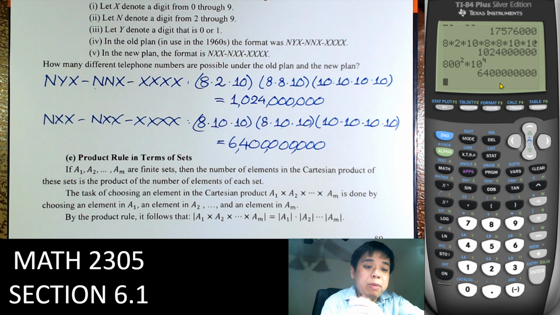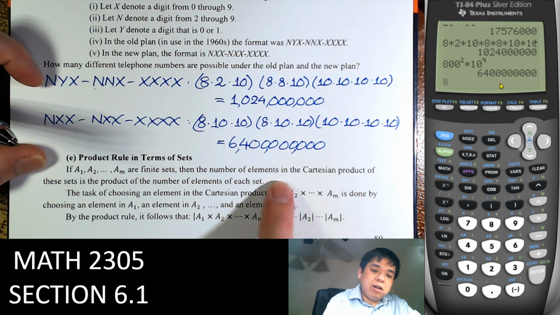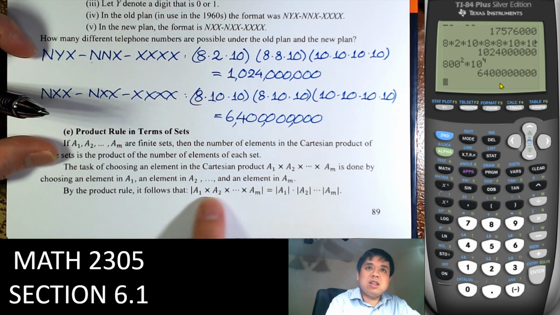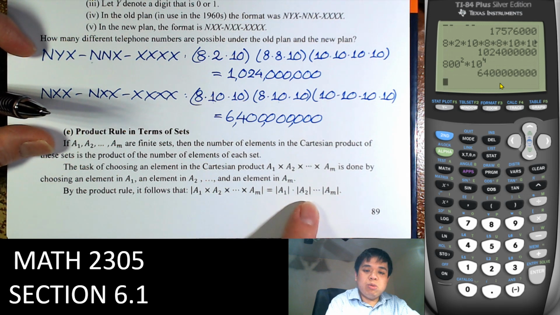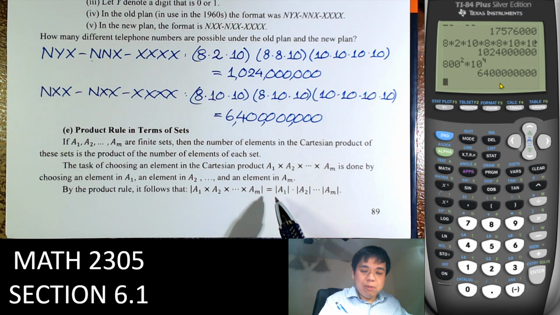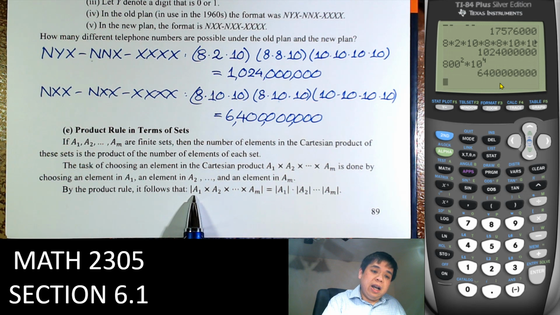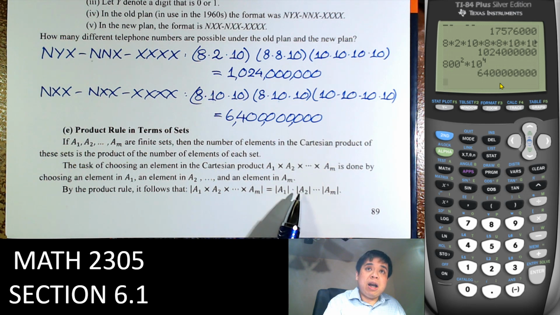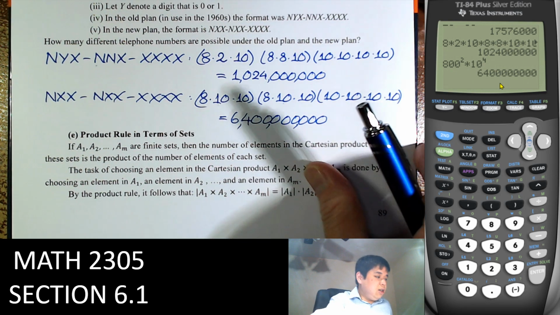What we've been doing here is the product rule for more than one task. Now, the product rule in terms of sets: if we have finite sets, then the number of elements of the Cartesian product, which is all the pairs, is given by the product of the number of elements in each set. Here we mean not absolute values, but how many elements we have in each set. So that is the product rule.